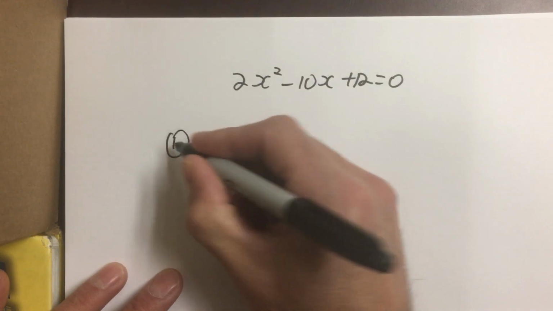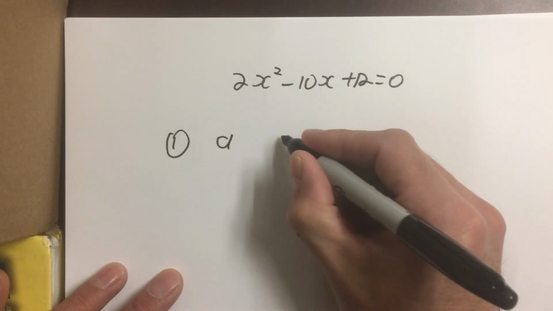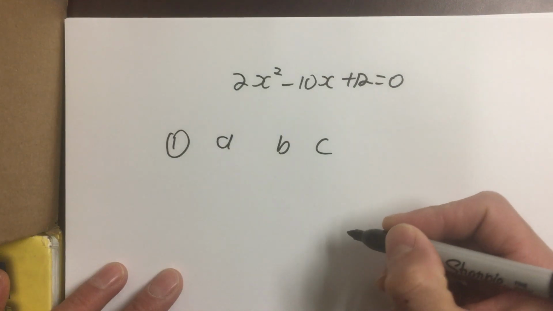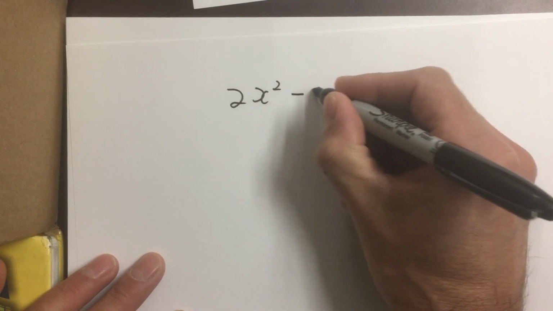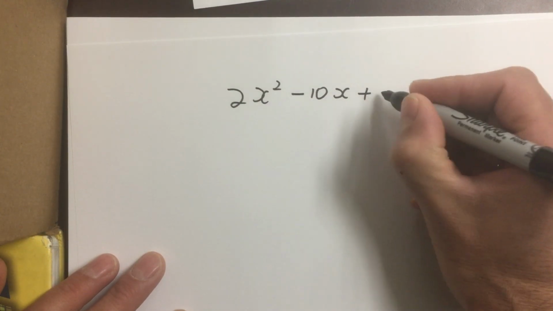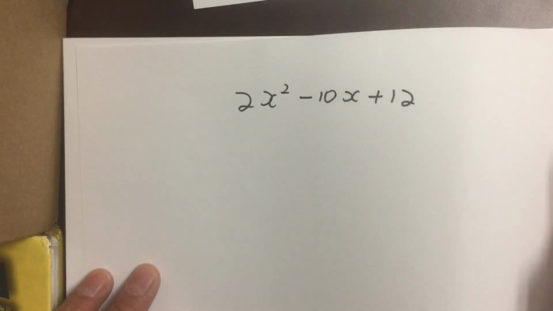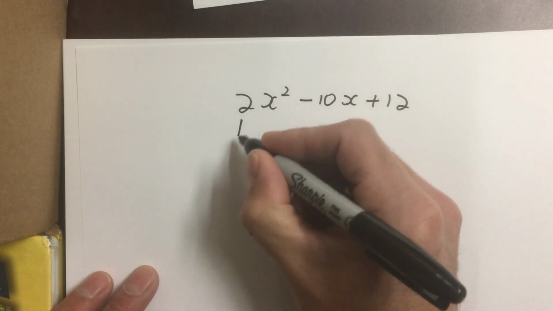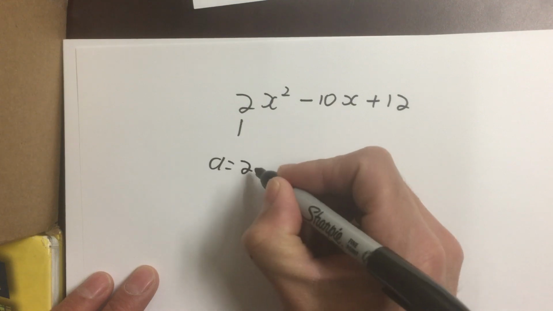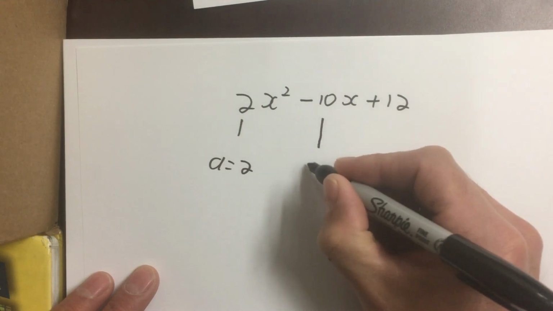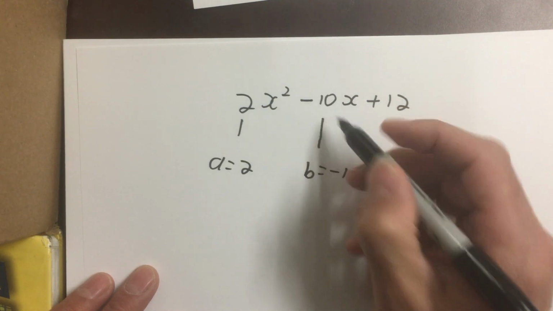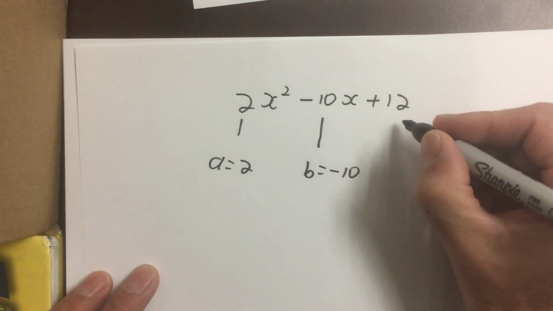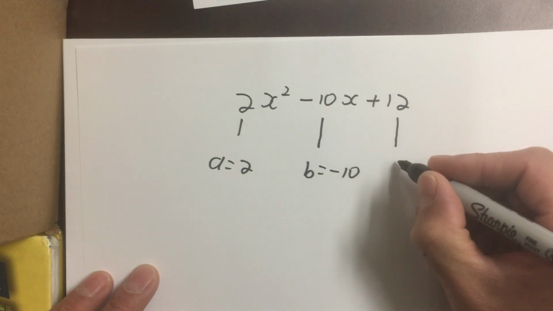Step 1, identify A, B, and C. So the first thing I'm going to do, I'm going to take that quadratic equation. Again, it's 2x squared minus 10x plus 12. And I'm going to identify this: A is equal to 2. B is equal to negative 10. Notice that's being subtracted, so B is negative 10. And C is equal to 12.